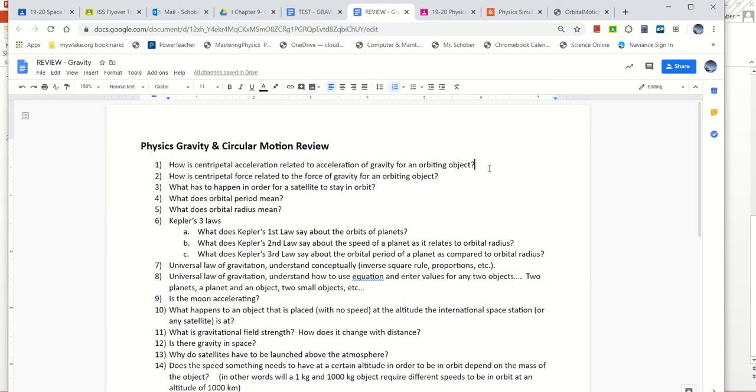Hey guys, just quickly want to go through a review of some of the gravity stuff. I know it says gravity and circular motion, but it's pretty much all gravity stuff. The circular motion stuff we've already kind of covered. It just means connecting the two things. So I'm just going to go through this review sheet.